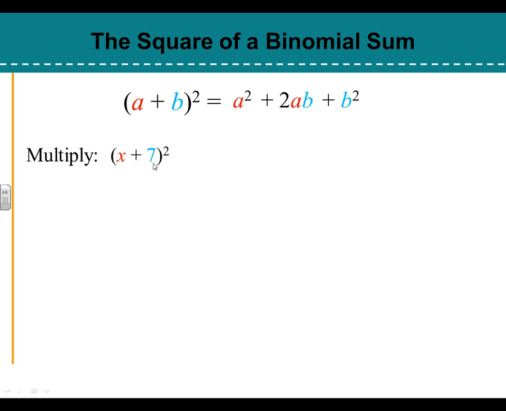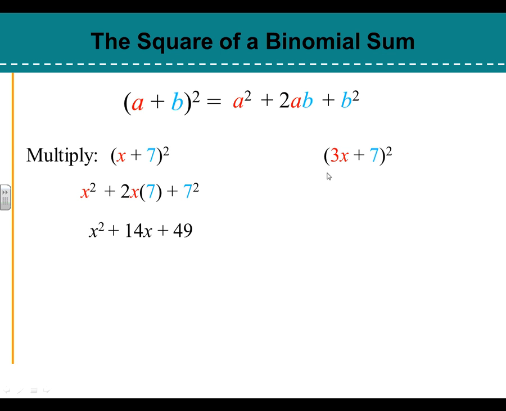So (x plus 7) quantity squared, I'm going to square that first term. The last one is going to be that squared, and then I'm going to multiply x times 7 times 2. So I'm writing it out like that. Square the first term, square the last term, x times 7 times 2. And when you simplify it, x squared plus 14x plus 49.